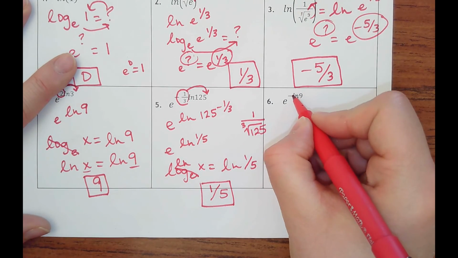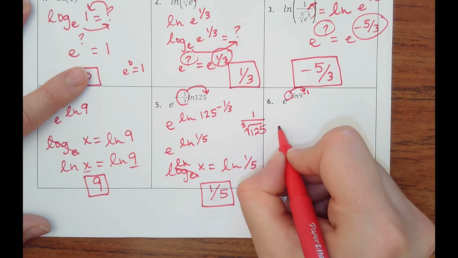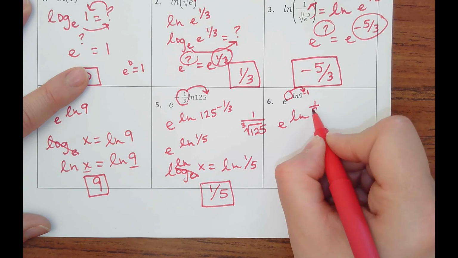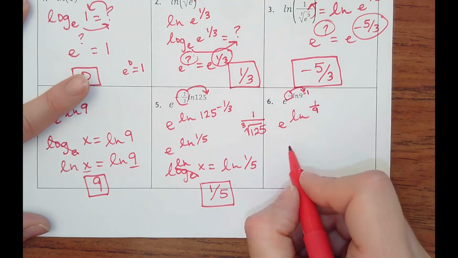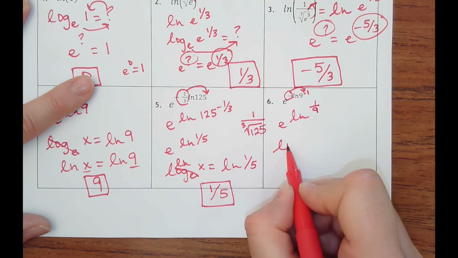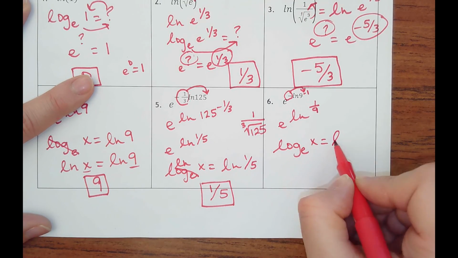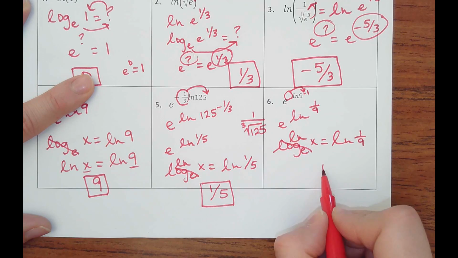And then the last one, still need to see this as a negative 1 here. And so we'll have e to the natural log of 9 to the negative first power, which is going to be 1/9. So really we should know right away that it's going to be 1/9. But if you're like, I don't know what to do, go ahead and change it back into a log. Log base e of what is natural log of 1/9. And then to make both sides be the same, x must be 1/9.